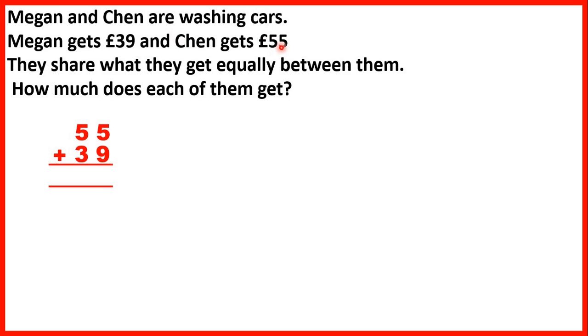So first, £55 plus £39 is £94, and if we divide that by 2, because 2 children share equally, we get 47. So they each get £47. They make £94 in total, but because they share equally, they each get £47.